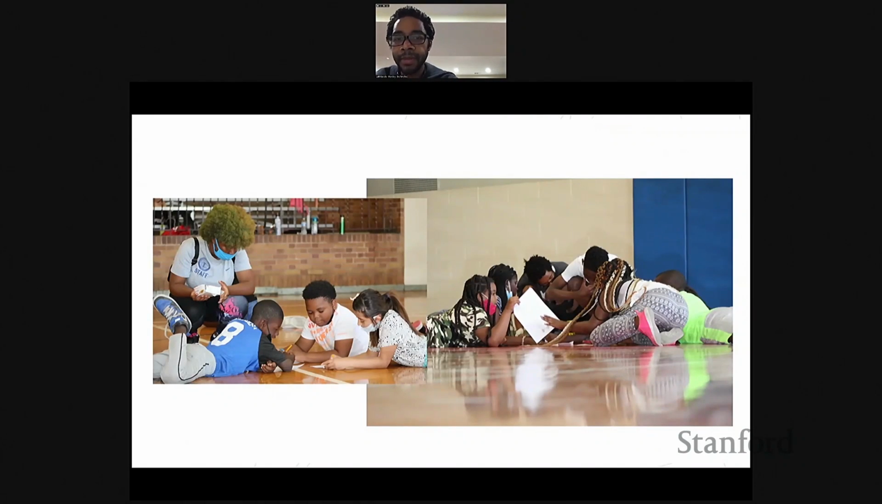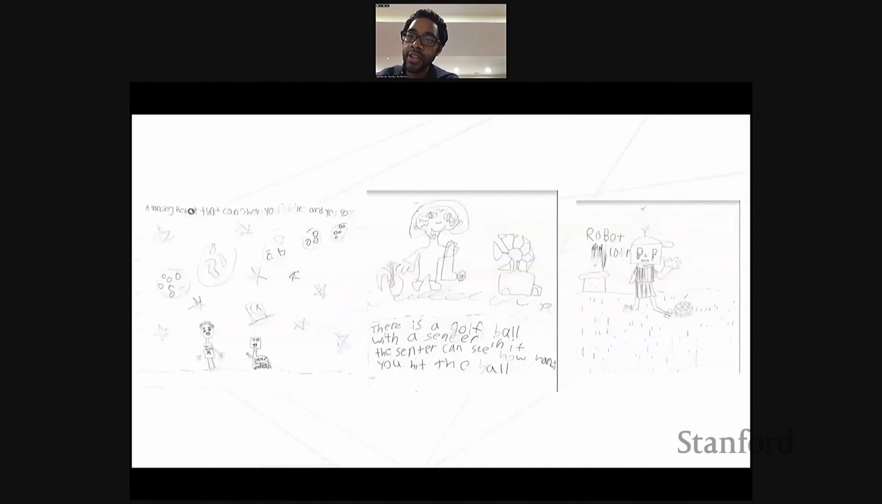One of them is these pop-up sessions where we have students go through this process of drawing out their different design ideas. Here are just some pictures of some designs that students have created. On the left-hand side, you're seeing a dancing robot that's supposed to teach someone how to dance. In the middle, you're seeing a golf ball with sensors inside of it that lets you know how hard you hit it. And on the right-hand side, you're seeing the robot coach.